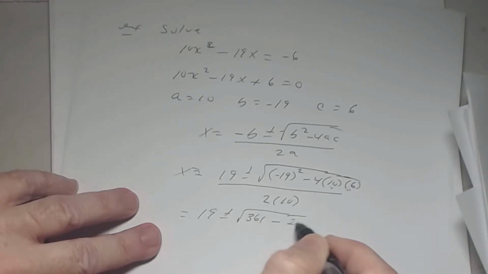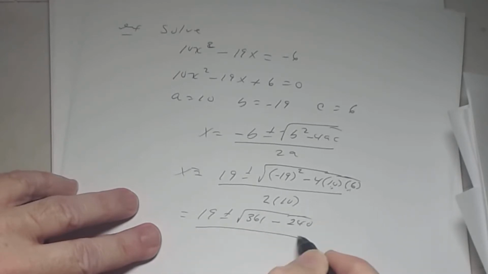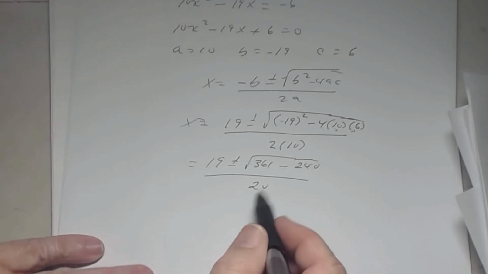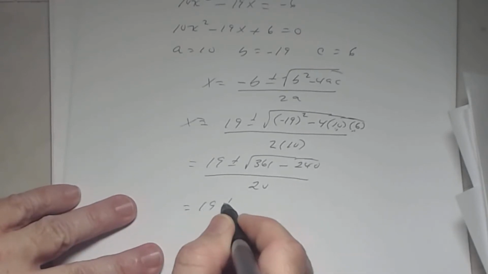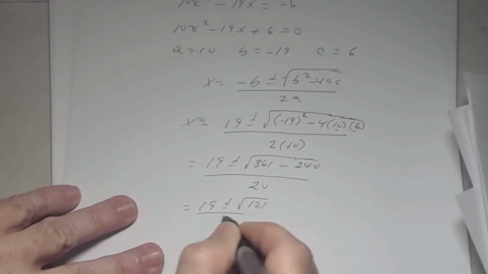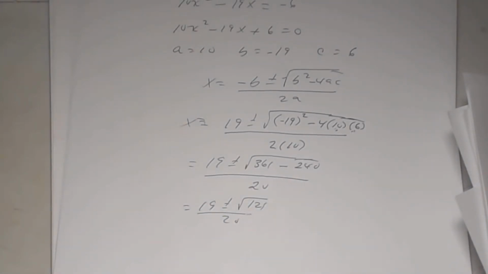Yeah, 240. All over 20. And then tell me what 361 minus 240 is. 361 minus 240 equals 121. Okay, now before we go on, any question at this point? No. So all it is just plugging numbers back into the formula.